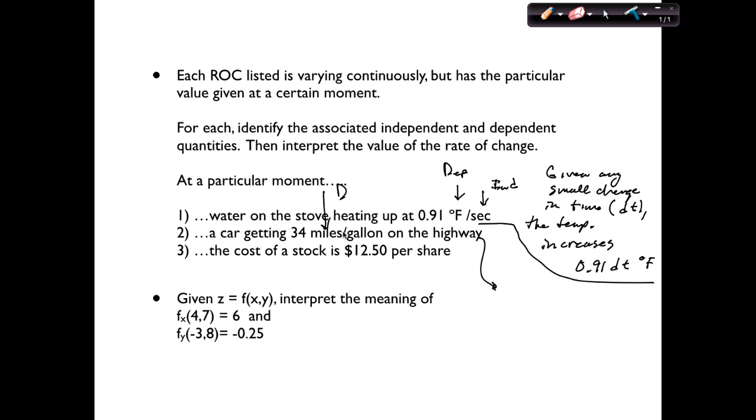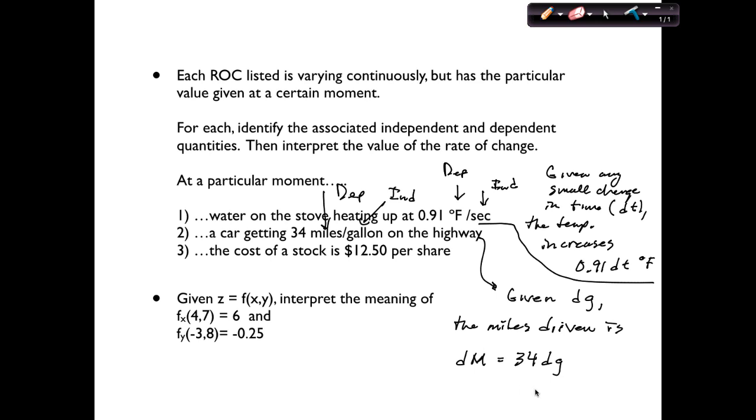Okay, so miles per gallon is the rate of change. Start again. Dependent variable would be the miles. Independent variable would be the gallon. The statement would be: given any small change in number of gallons, or dG, the amount of miles is 34 times dG. So given a small change in gallons, the change in the miles driven is 34 dG, or we can say dM if you want.